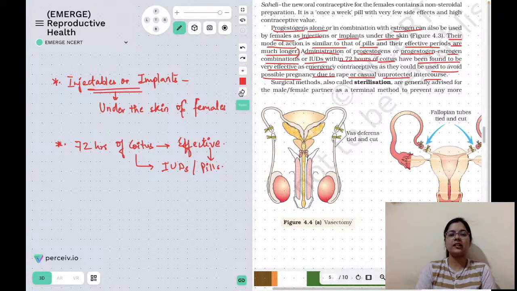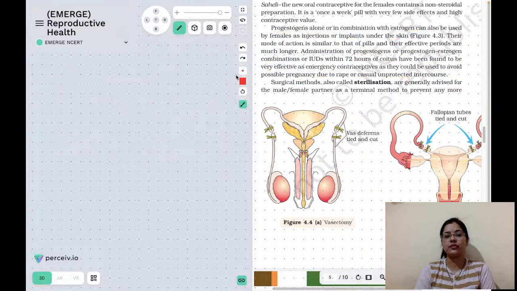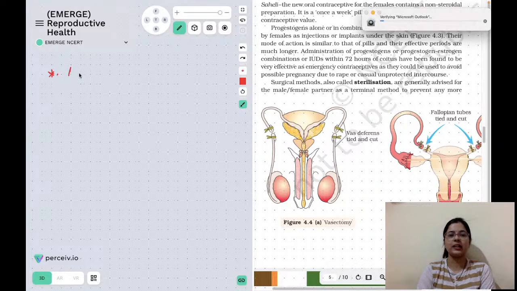So this is the next method, which is injectables or implants, and the last contraceptive method here is considered to be the sterilization method, and that is called the surgical method. तो जो next method हमारा होता है वो हो जाएगा surgical methods, or you can actually consider it to be the sterilization method.